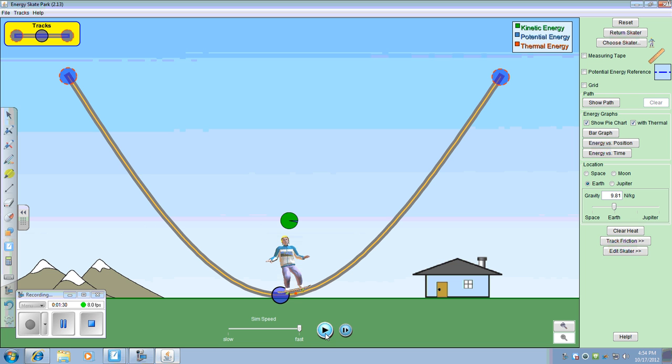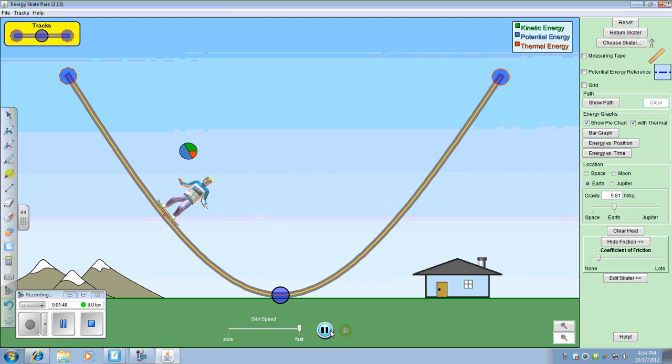But let's turn the friction on the track. We'll give him just a little bit of friction. Now think about what's going to happen to the pie chart itself, but then also to the values over here. Are you ready to see what happens?